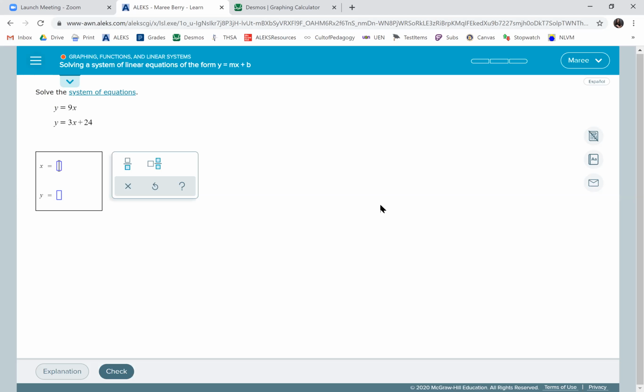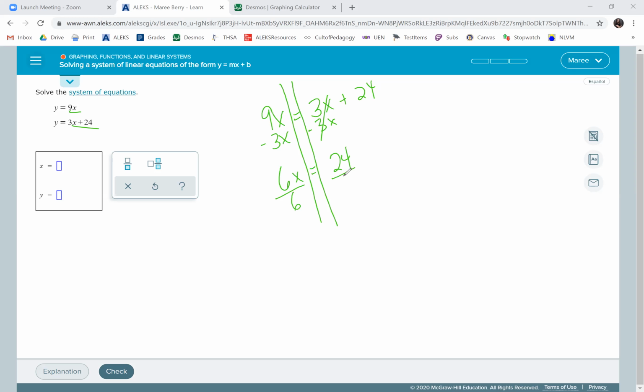So just like in the first example, we're going to set these two amounts equal to each other. So we have 9x equals 3x plus 24. So I'm going to put my railroad tracks in. I need to get rid of this 3x, so I'm going to subtract it. So 3x minus 3x is 0, and I'm left with 24. 9x minus 3x is 6x. Then I can go ahead and divide by 6. Since I have all my x's on the left and my constant on the right, I have x equals 4.